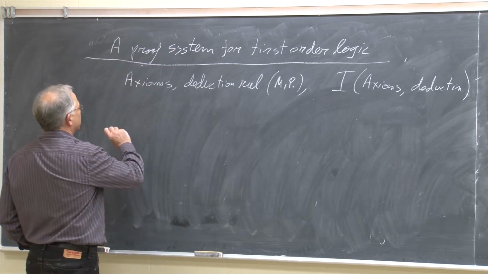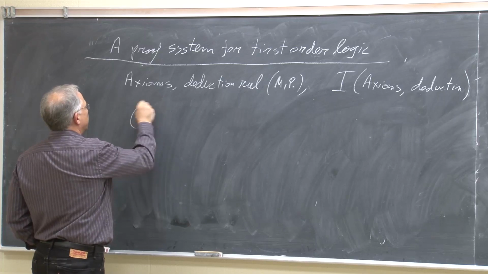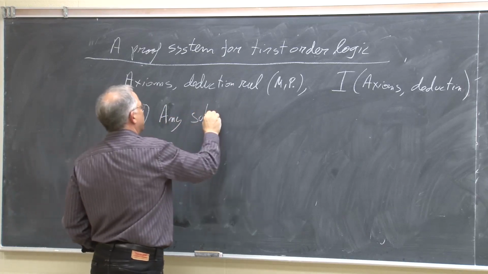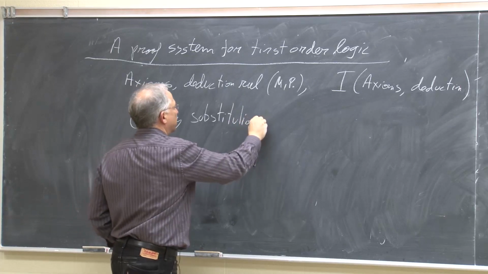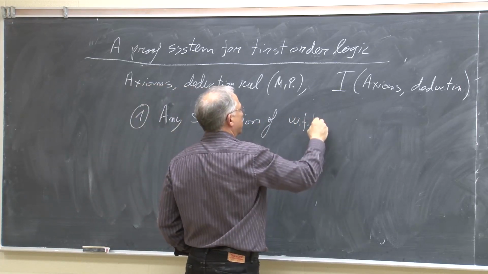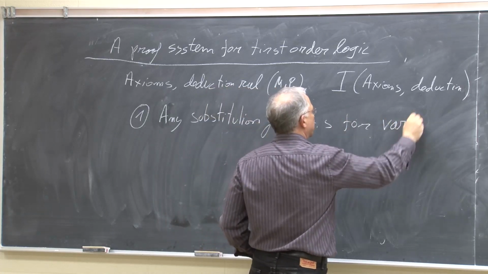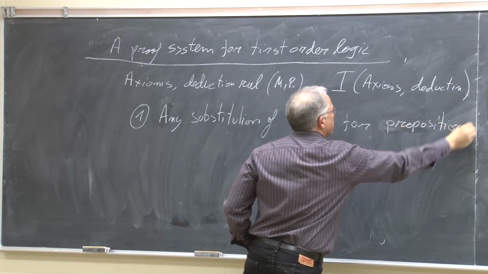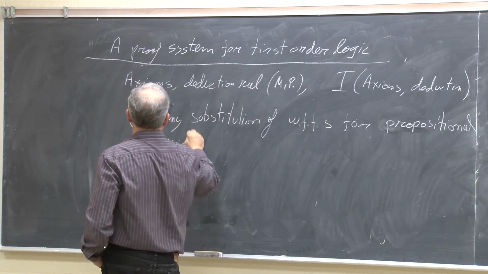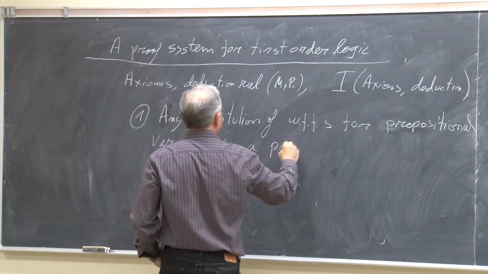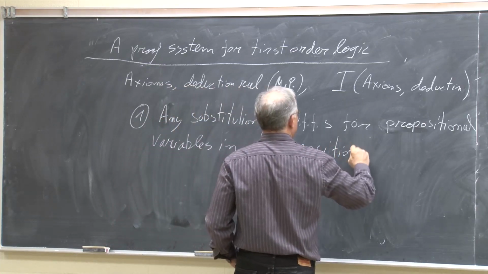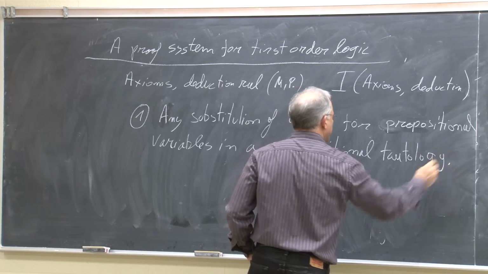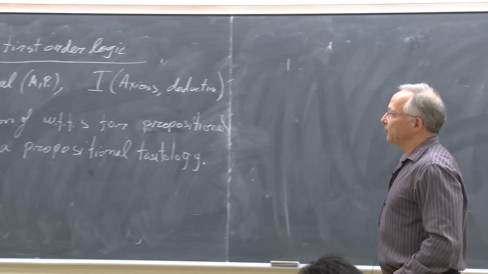Okay, so the first type will be any substitution of WFFs for propositional variables in a propositional tautology. So my first set of axioms are any such substitution.